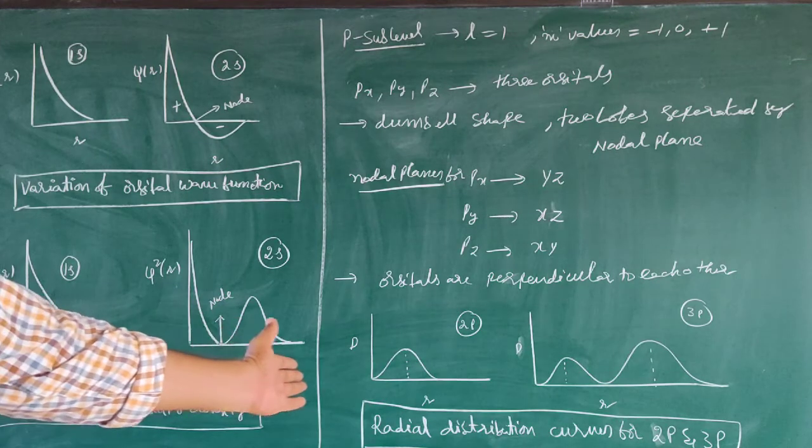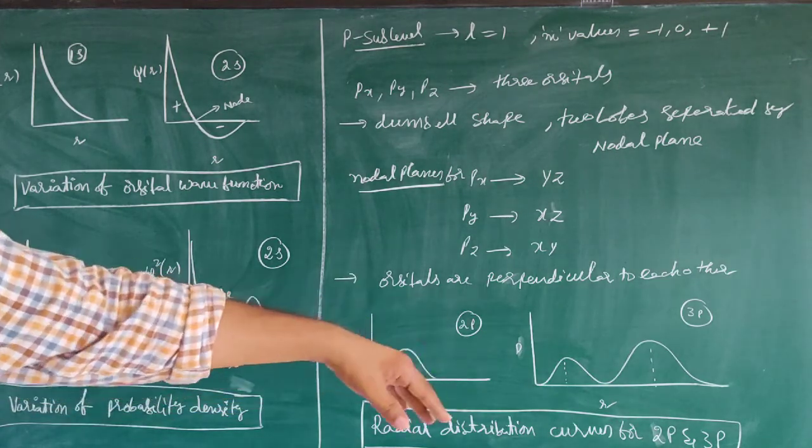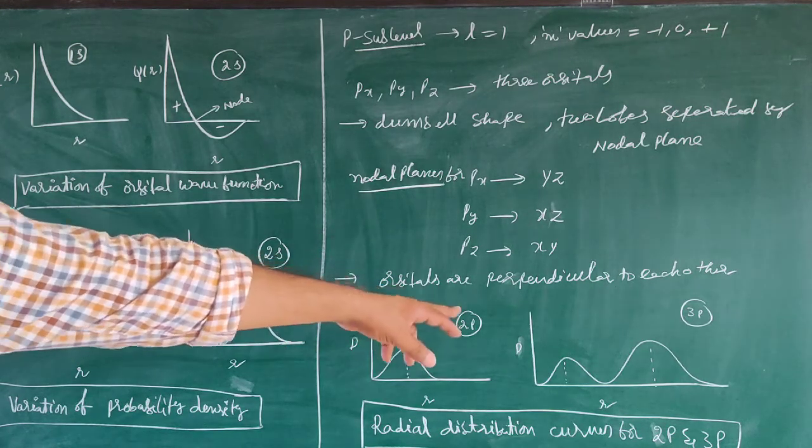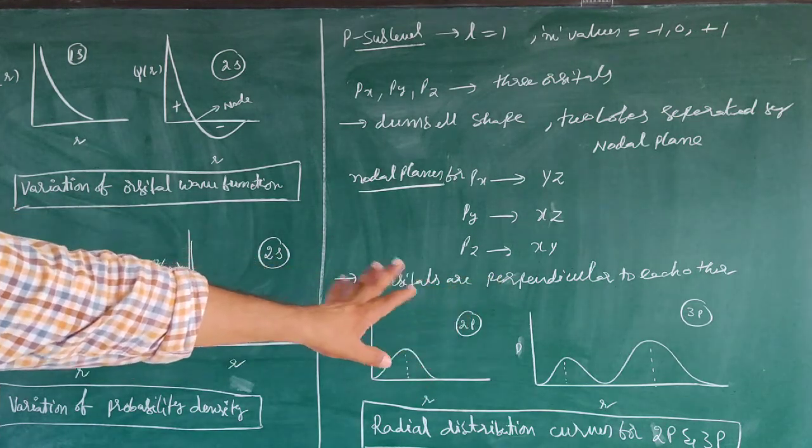So these are the radial distribution curves for the 2p and 3p orbitals. For 2p there is no node, and one peak is there. For 3p, one node is there and two peaks are there.